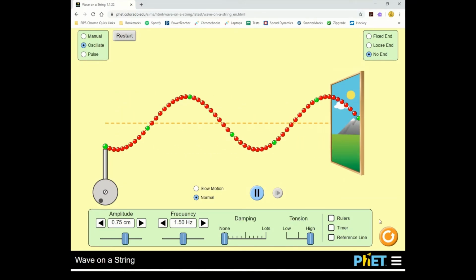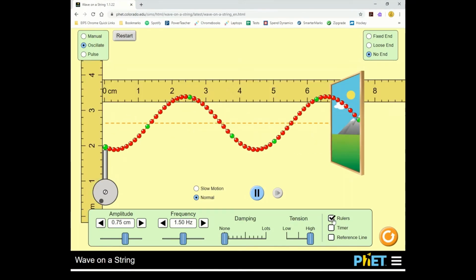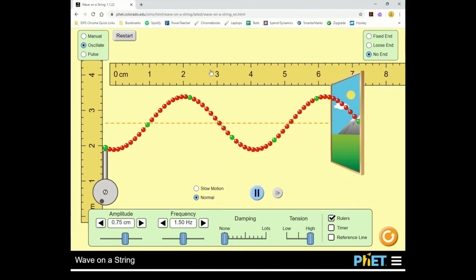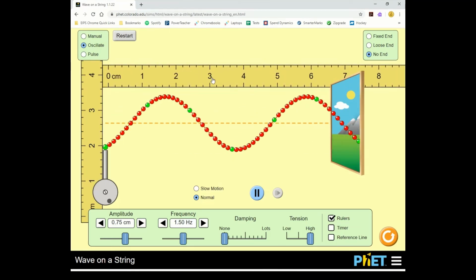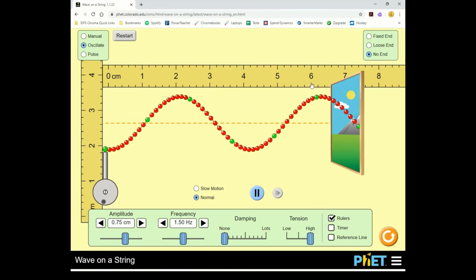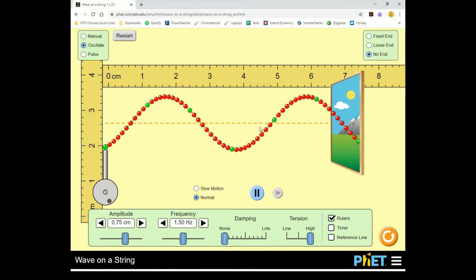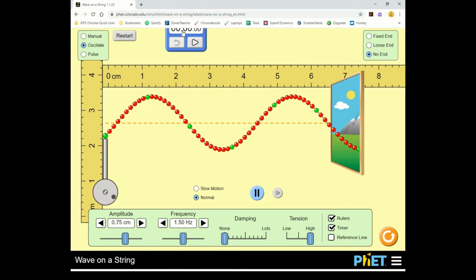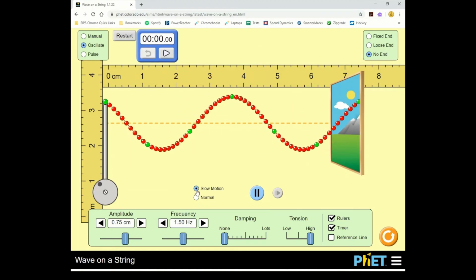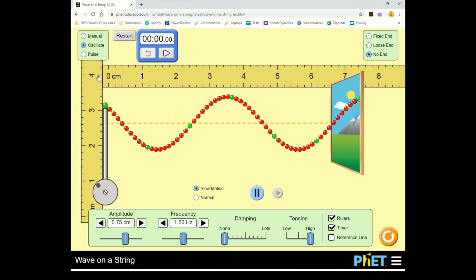So what I can do is add a ruler here, and we're going to measure, let's say, 6 centimeters here. So we're going to measure to the 6 centimeter mark, and we have a timer here, and we can slow things down. This is going to be our control group, and we're going to measure from when the green part gets up there, and see how long it takes this wave to get to that 6 centimeter mark. Okay, so here we go.